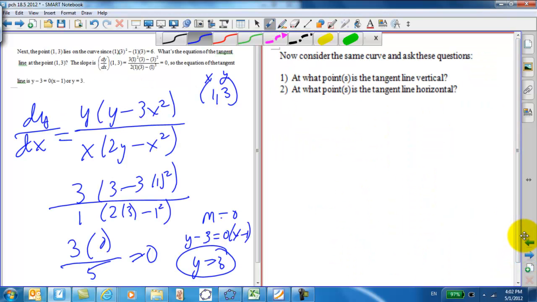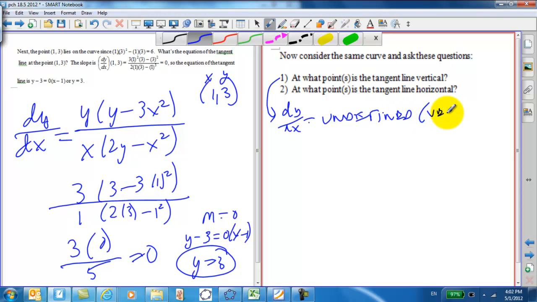Now we're going to look for where the tangent line is vertical and where the tangent line is horizontal. First of all, for vertical, this means the derivative dy/dx is undefined. That's when you have a vertical tangent line. Vertical slope of the tangent line.